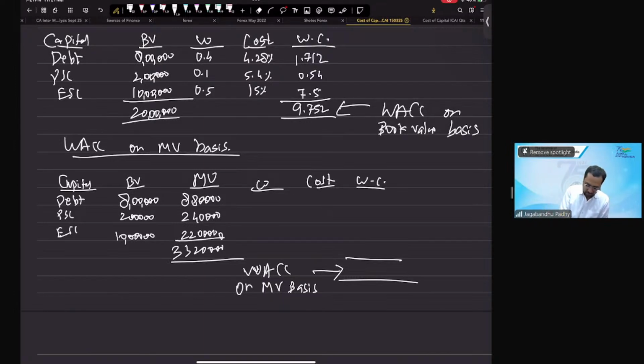So what are the weights? 8,80,000 divided by 33,20,000, which is 0.2651. Then 2,40,000 divided by 33,20,000, 0.0723.